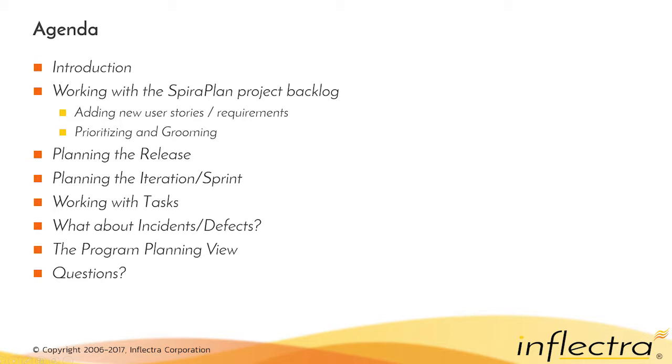We'll then start planning out the functionality, and we'll put some of those user stories into different releases, and then we'll focus on one release in particular and plan out one of the sprints. We will also discuss how you can work with tasks if you want to be able to break down a user story into smaller components. And then we'll also look at how you integrate defect tracking and defects into your sprints. And then the last thing we'll do is look at the program view, which gives you a higher level overview of multiple projects in SpiraPlan. And then at the end, we'll have time for questions.